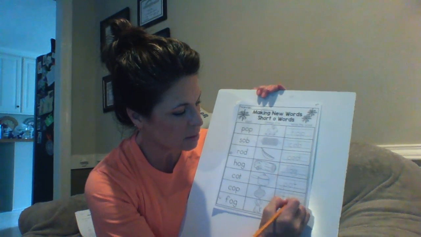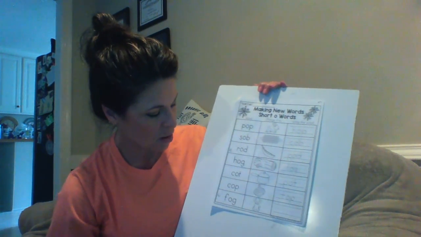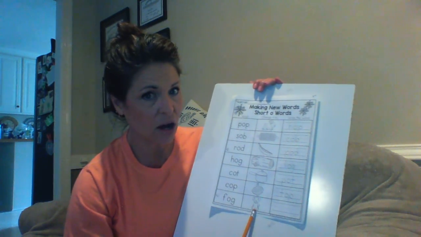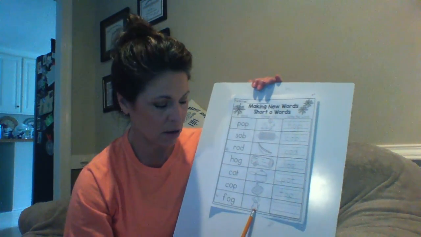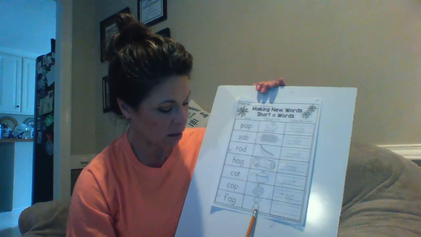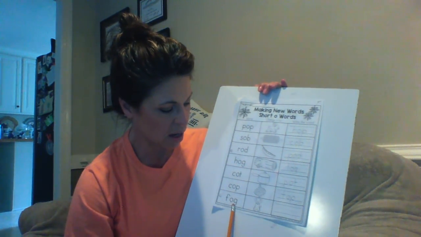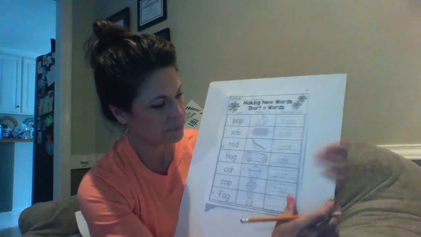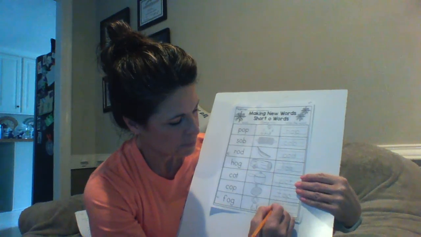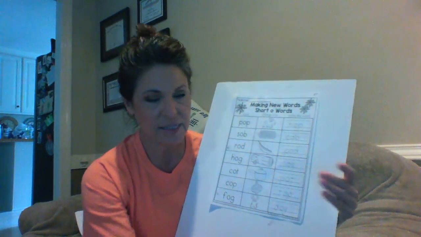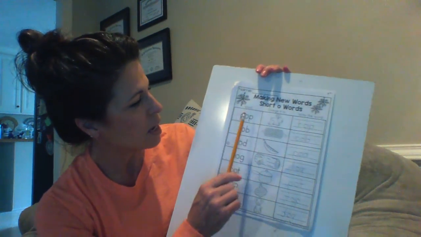All right, and our last one is an easy one. This is a dog, not puppy, dog. And we're changing fog to dog. Fog, dog. All right, let's go back and make sure they all rhyme.